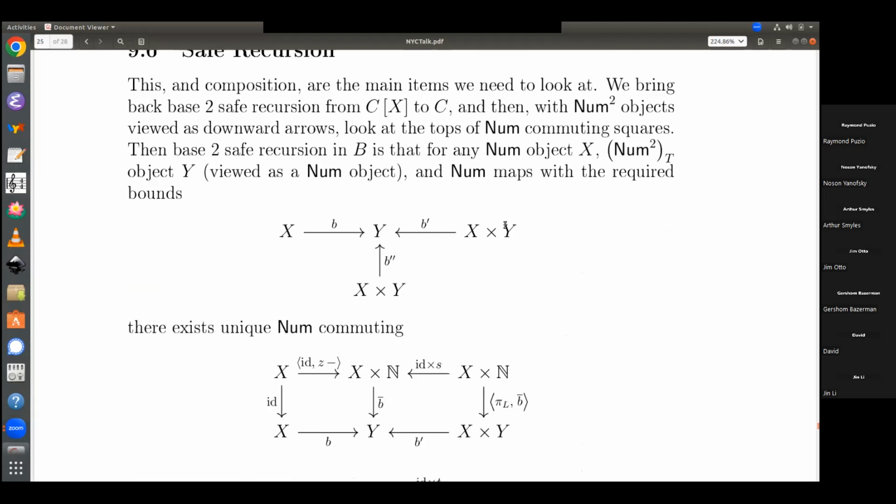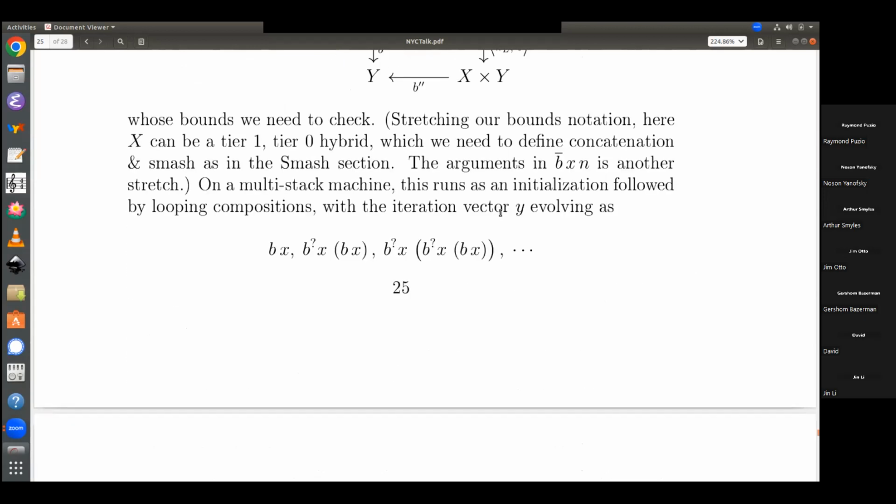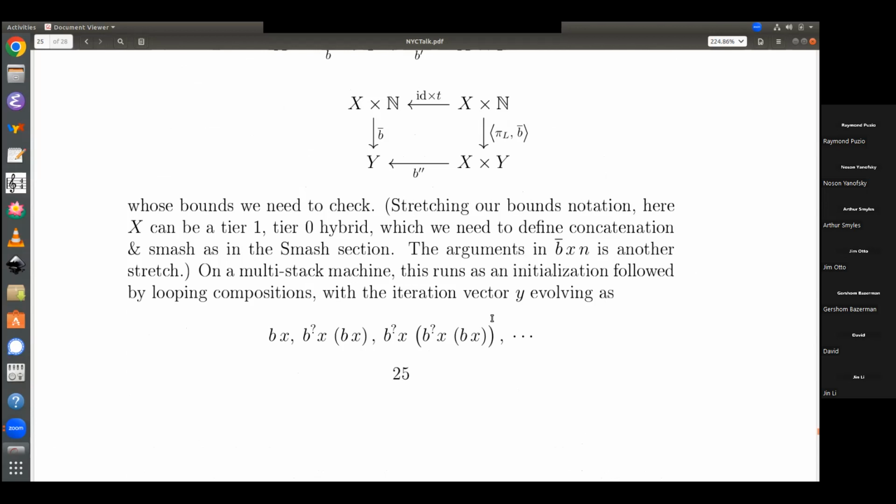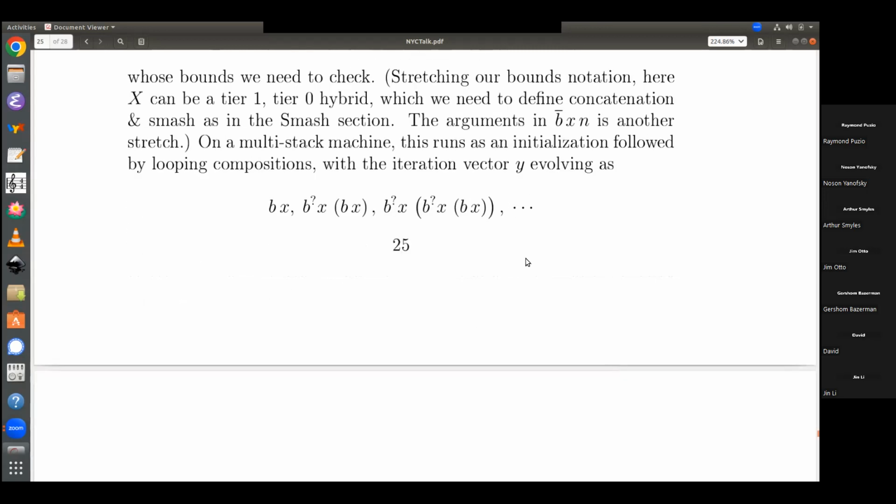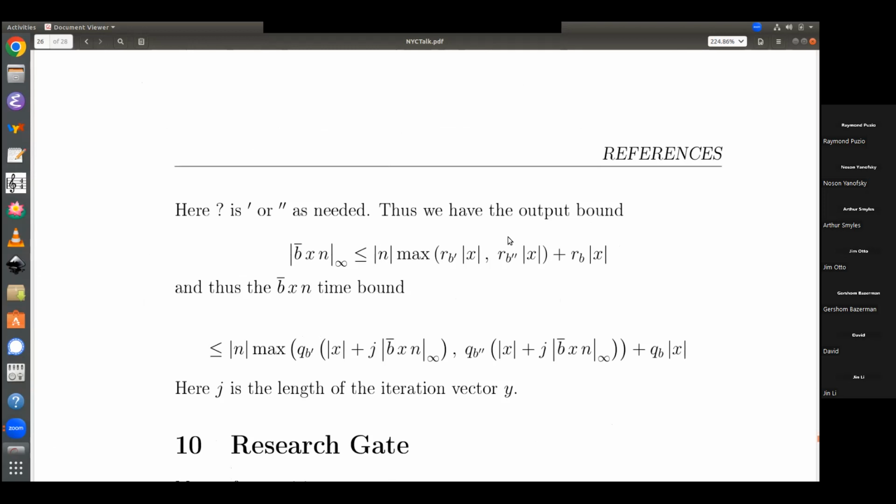And then the crucial thing in safe recursion, in the loop, what you're doing is you're starting with the initialization, and then you're applying your iteration functions to the iteration vector. So you're building up a bunch of compositions. And then the thing about that is that you have a bound on what's happening to the iteration vector, because you start off with what you get from the initialization.